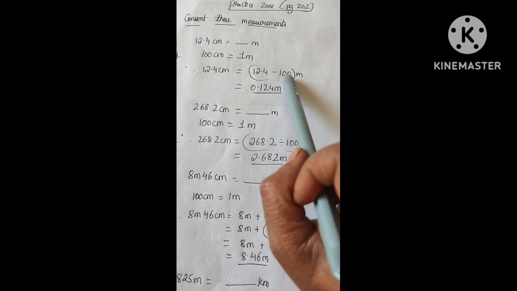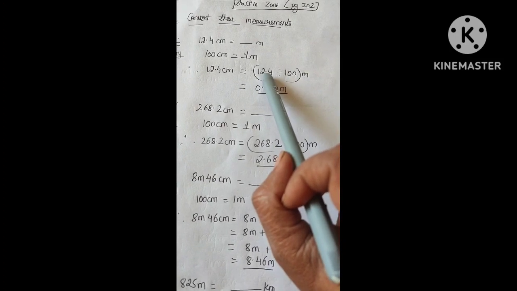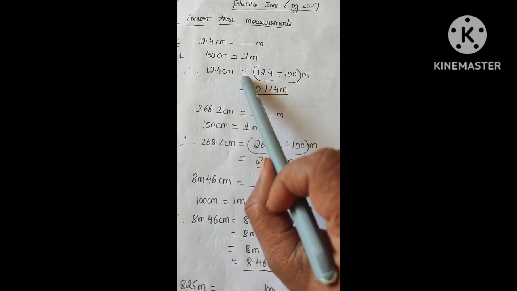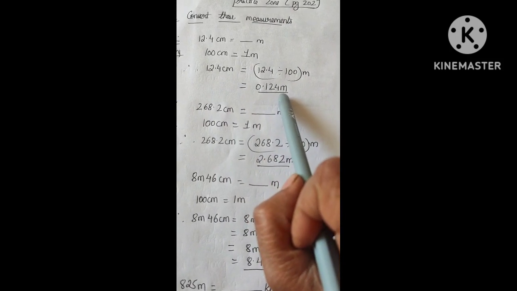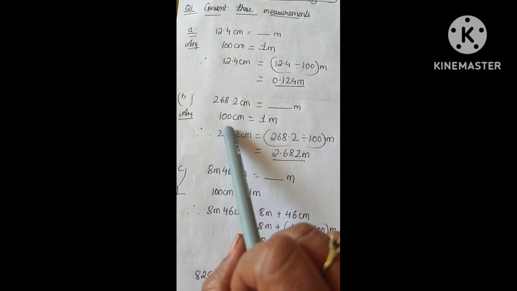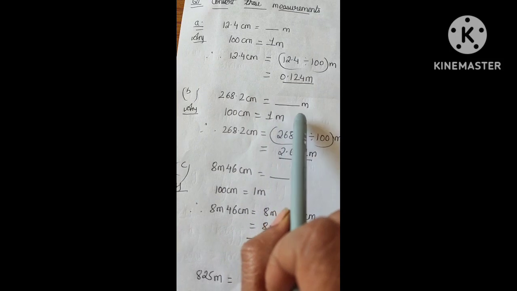When we divide by 100, how many zeros are there? 2 zeros are there. So what will happen? The decimal place will shift 2 digits to the left side. Okay. So the answer comes out to be 0.124 meters. Now come to B one. 268.2 centimeter is equal to how many meters?